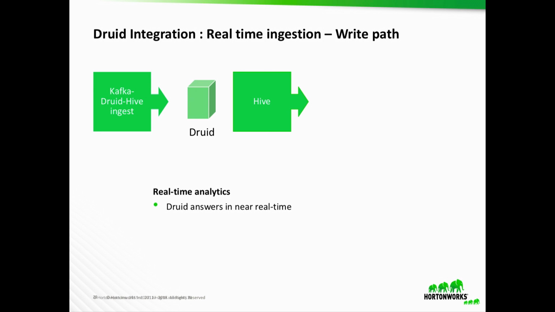And since Druid has mechanisms to handle the real-time ingestion with its real-time nodes and the historicals, all of that is hidden from the user. The queries coming to Hive can be pushed down to Druid, which will then query all these different nodes to get you the results. So if you have Kafka data, it is now accessible from Hive as soon as it lands in Kafka.